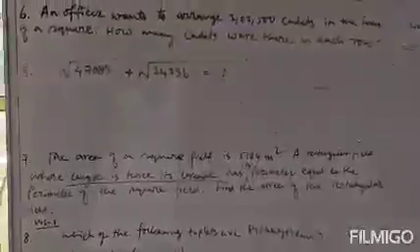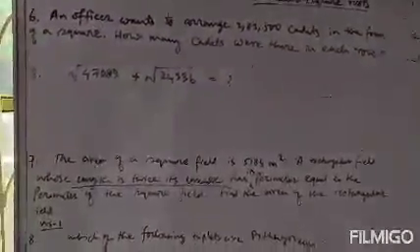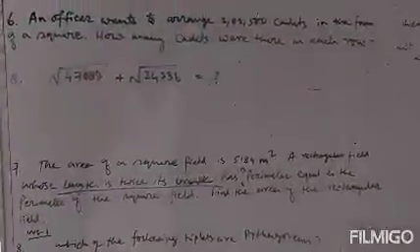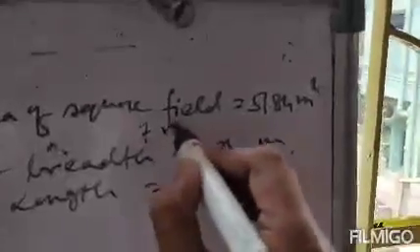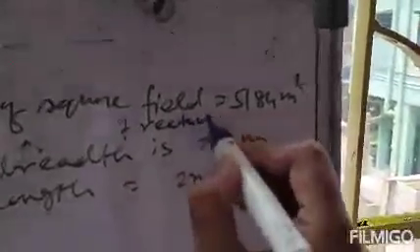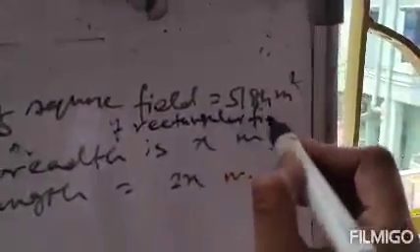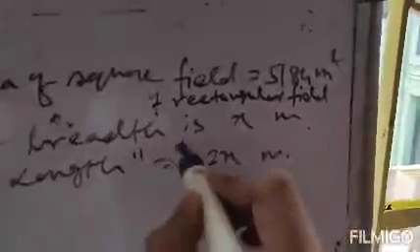Now it has its perimeter equal to the perimeter of the square field. That means the perimeter of the rectangular field will be equal to the perimeter of the square field. Therefore, we will first find out the perimeter of the rectangular field. Clear? So we already know the length and breadth of the rectangular field.